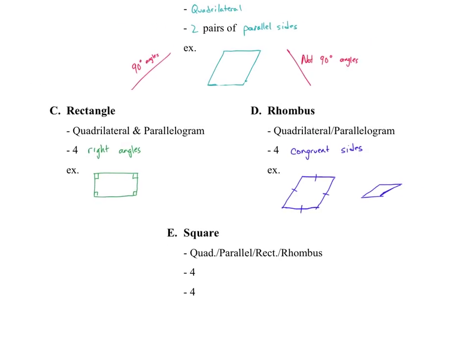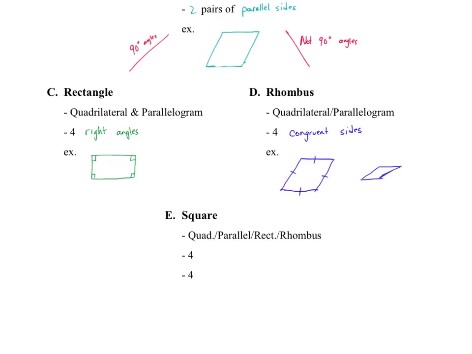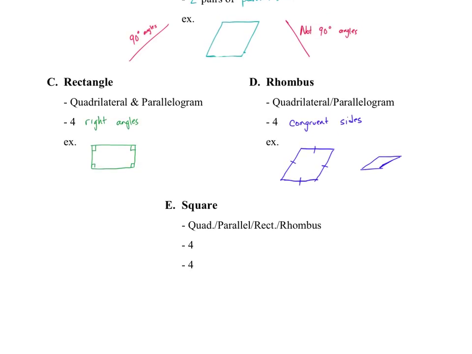So rectangles and rhombi, or rhombuses, are both types of parallelograms. Now a square is going to fit under both a rectangle and a rhombus. So you could take both of these and combine them together to get your square. A square is like the best of both worlds.